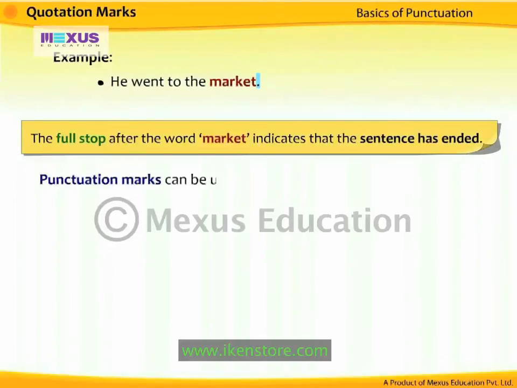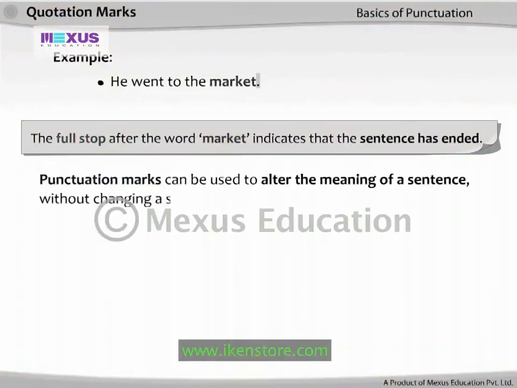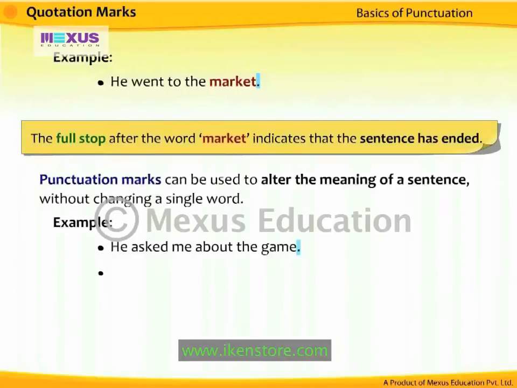Punctuation marks can be used to alter the meaning of a sentence without changing a single word. For example, He asked me about the game. He asked me about the game? The first example is a statement. However, the second example is a question. The use of question marks, in fact, indicates that the speaker is surprised.